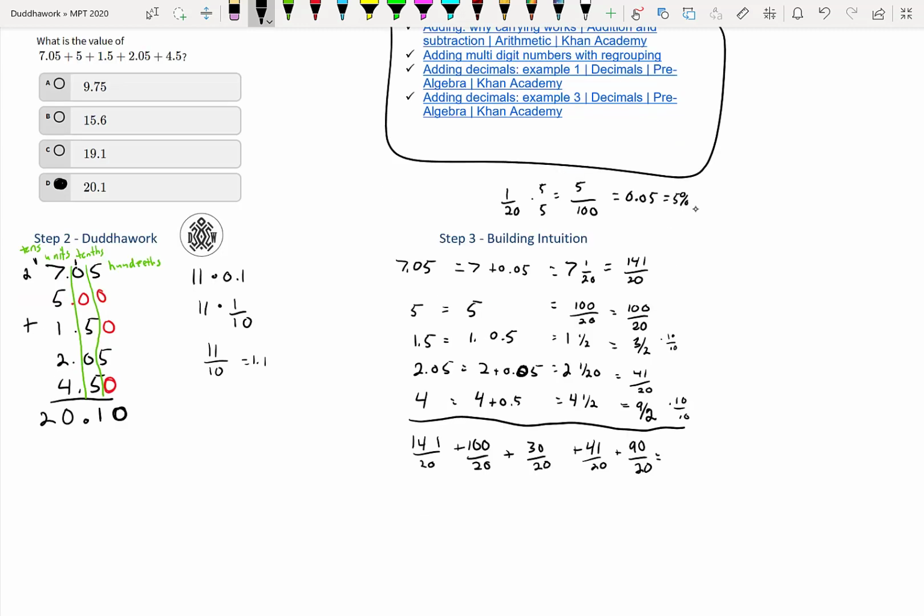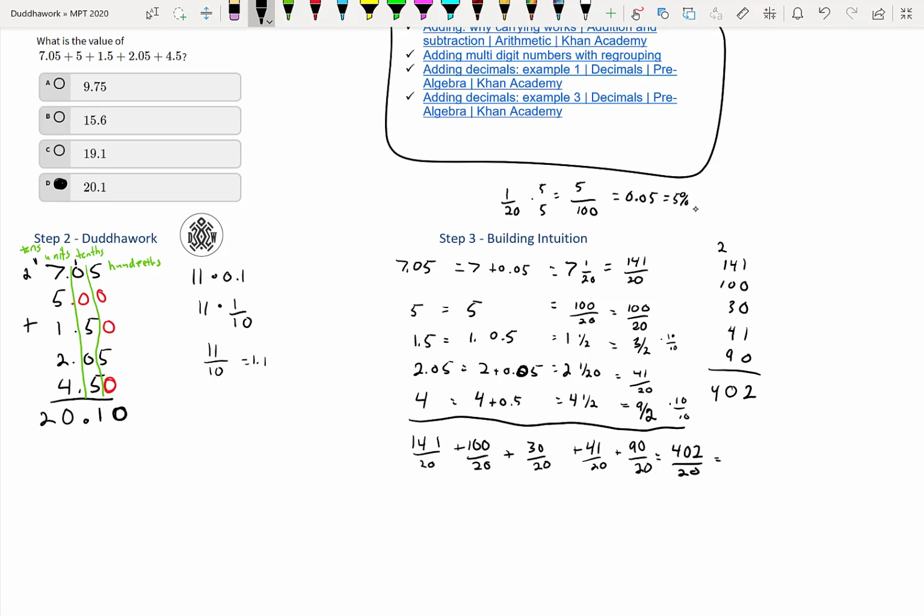That's how we add fractions. Now, if I just add all the numerators, I would get 141 plus 100 plus 30 plus 41 plus 90. If I go down the units, I get 2. If I go down the tens, I get 7, 11, 20. So I carry the 2. 2 plus 1, 3 plus 1 is 4. So I get 402 over 20.